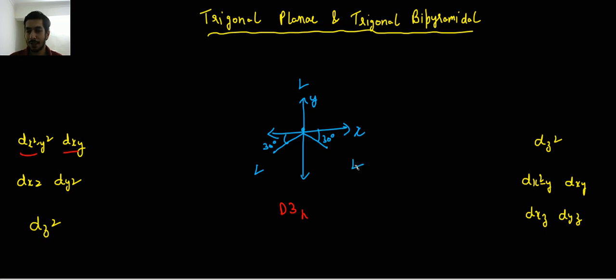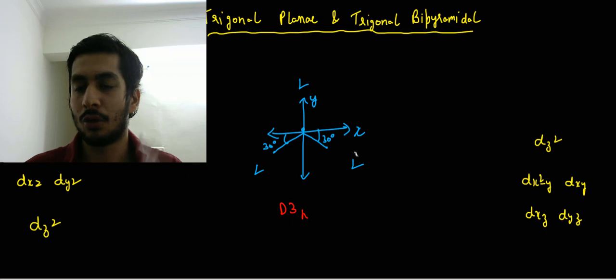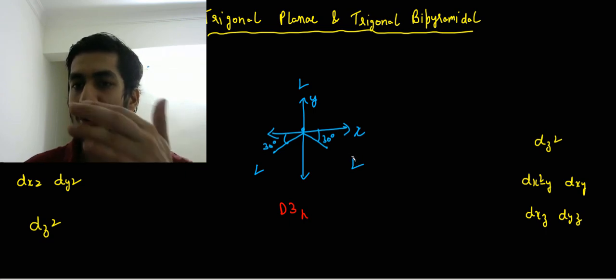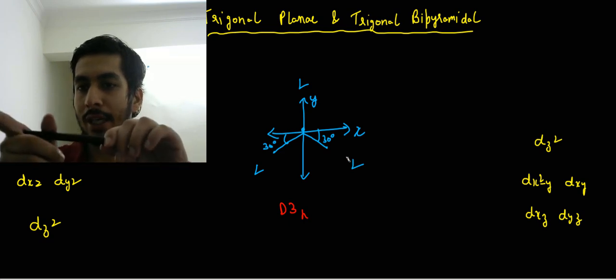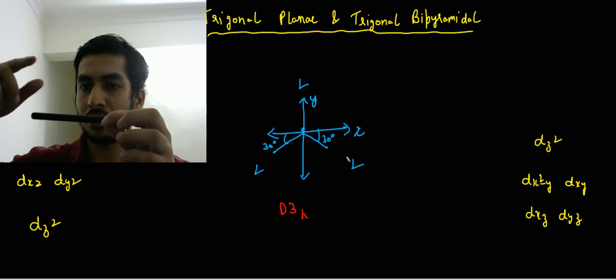So you have to imagine that it is coming outside the screen. Your dxz orbital is in the x direction but it is coming outside the screen. All right, just imagine it to be coming outside the screen. Just imagine that the orbital is just above the screen, right? So if this is your ligand, if this is the plane in which the ligand is there, it is just above this. Okay, it is just above this.